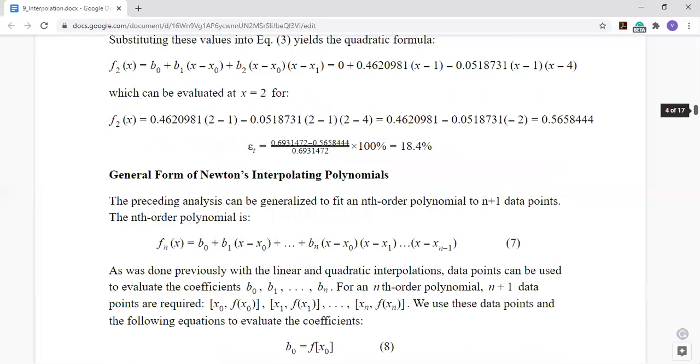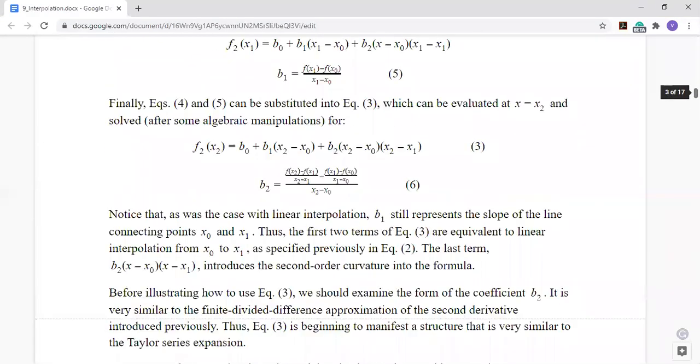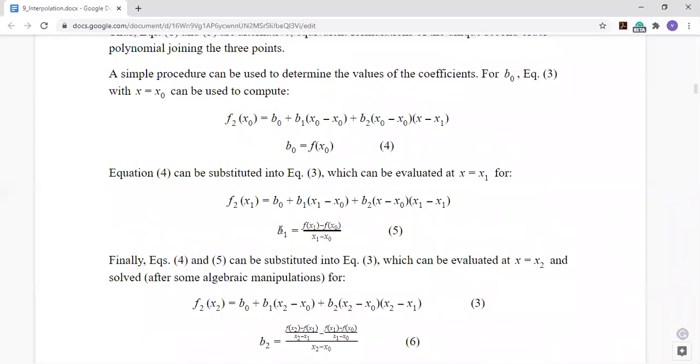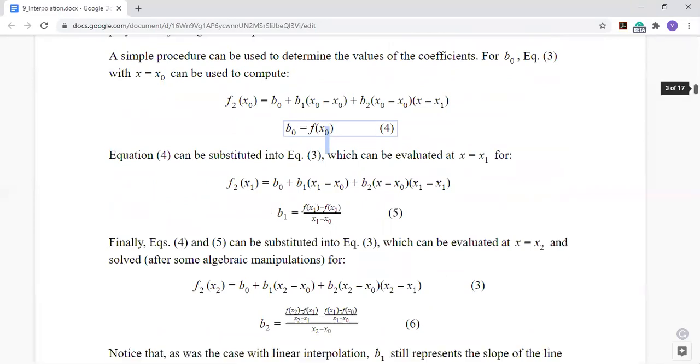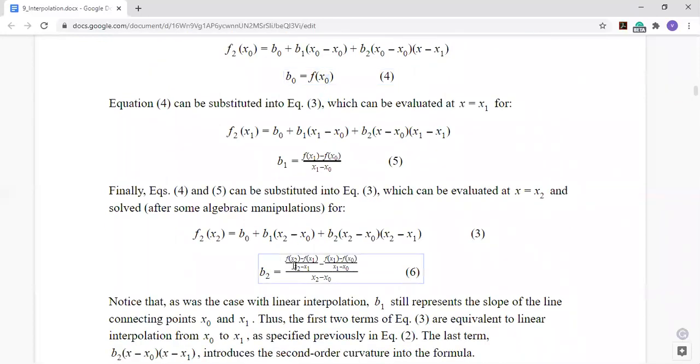So looking at this one we derived here, B1. To calculate B0, you only need x0. So that's why we said it's a function of x0. To calculate B1, you need x1 and x0. That's why we said it's a function of x1 and x0. To calculate B2, you need x1, you need x2, and you need x0. So that's why we said B2 is a function of x2, x1, and x0.